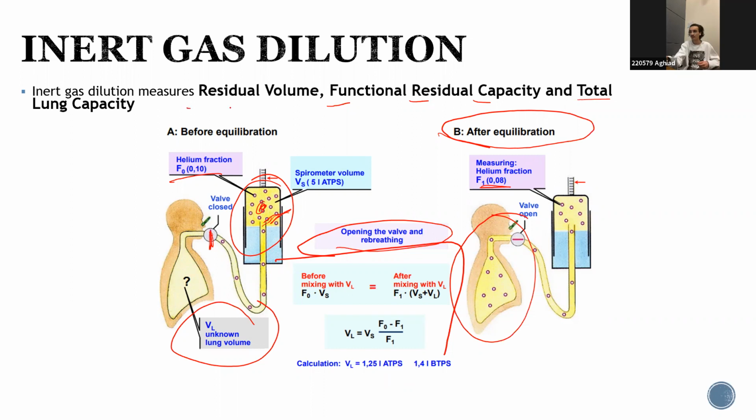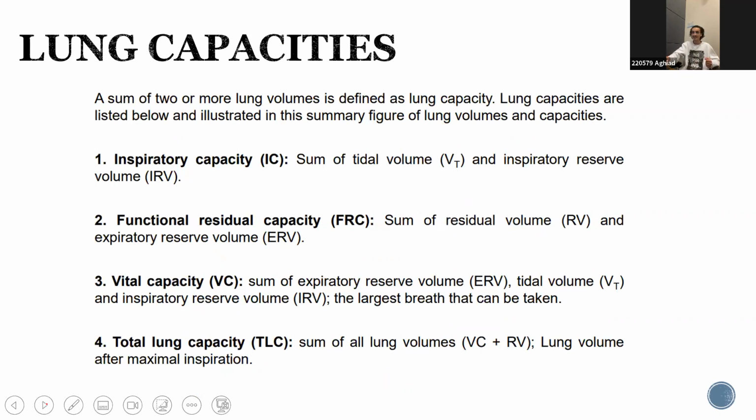And because we managed to measure the residual volume, we can now measure the functional residual capacity and the total lung capacity. Now, what is the functional lung capacity? Or sorry, functional residual capacity. Again, let's read through the math. A sum of two or more lung volumes is defined as lung capacity. Lung capacities are listed below and illustrated in this summary figure of lung volumes and capacities. So you have the inspiratory capacity, the amount you can breathe in.